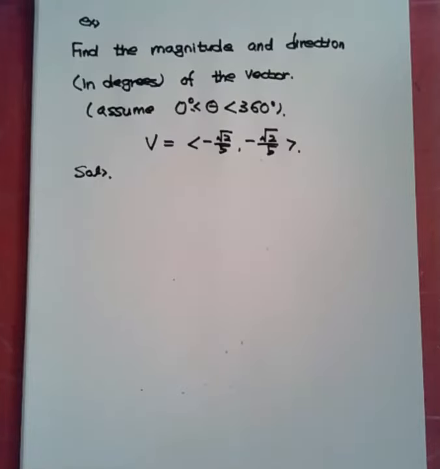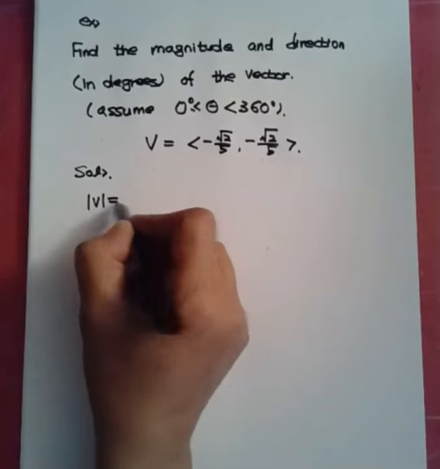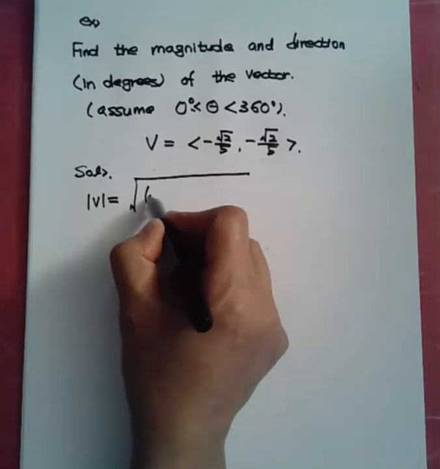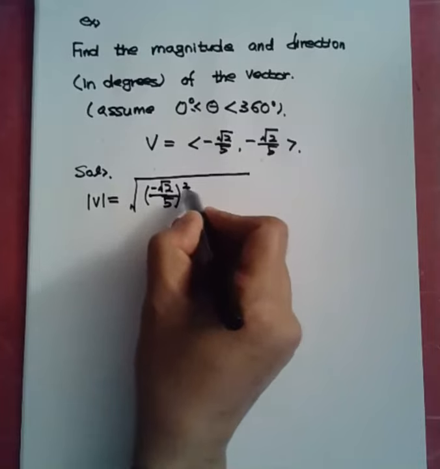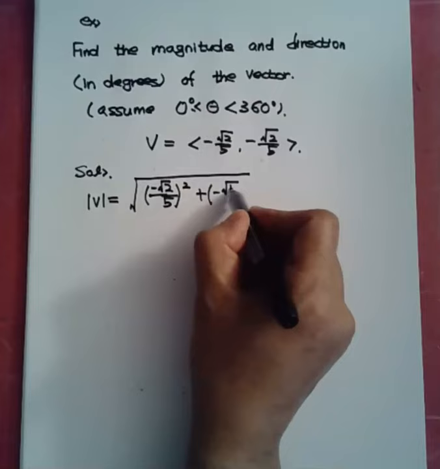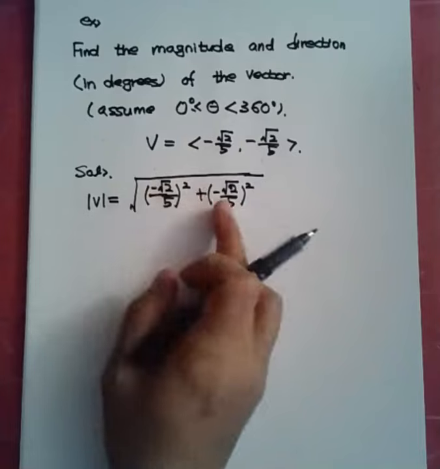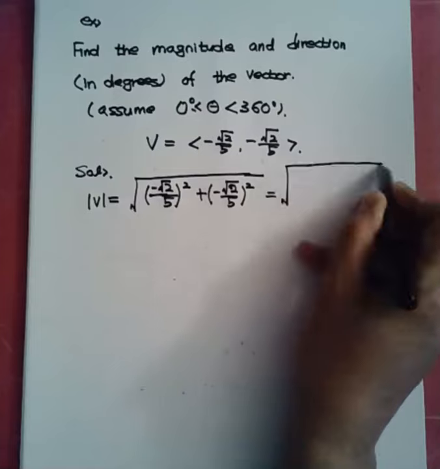In this problem, the vector v is given, and we want to think about the magnitude and direction of the vector. For the magnitude of the vector, we will use the Pythagorean formula. So we think about minus square root of 2 over 5 squared plus minus square root of 2 over 5 squared. Indeed, we don't have to think about this minus because we are thinking about the length, but it doesn't matter.